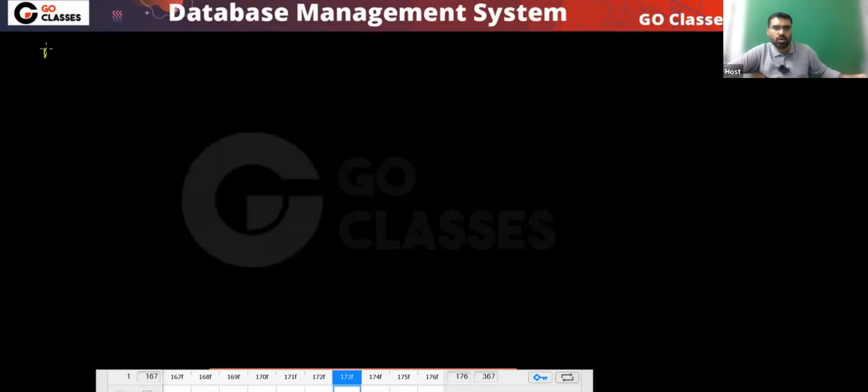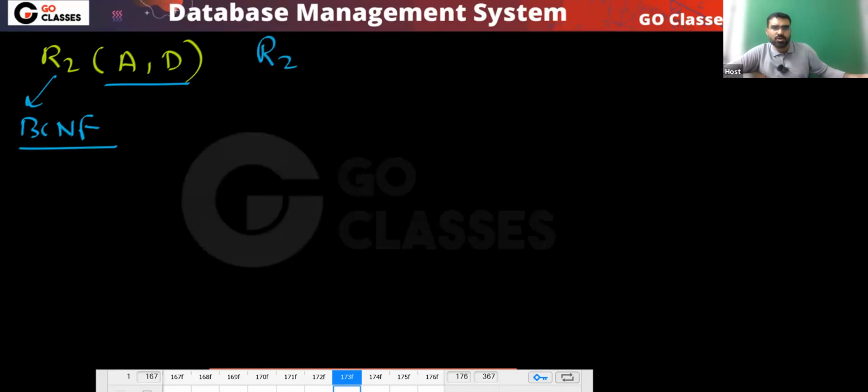In this situation, you get two relations. This is A comma D. There are only 2 attributes, so there is nothing to check. So this is in BCNF because only 2 attributes are there. But you have to check R1. Let's check R1. Remember, you have to check this R1, ABC.